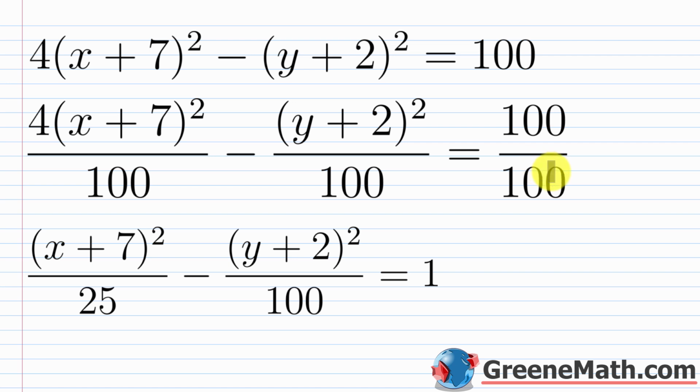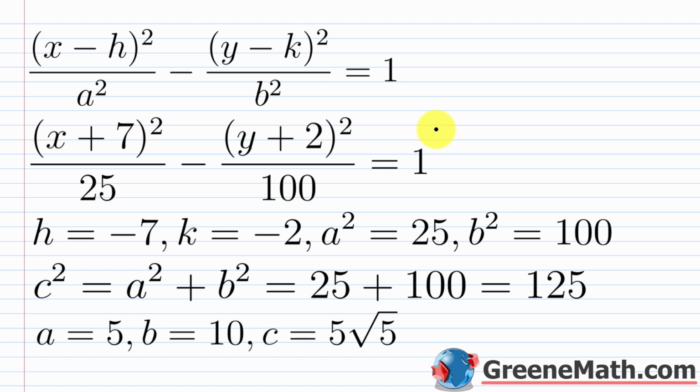That's what you do for a hyperbola. So just divide everything by 100, and you're going to end up with the quantity x plus 7 squared over 25 minus the quantity y plus 2 squared over 100 is equal to 1. All right, let's set up our information for the graph.